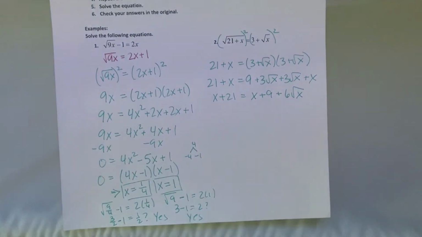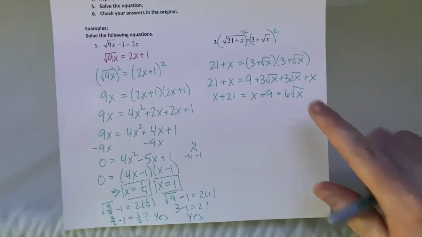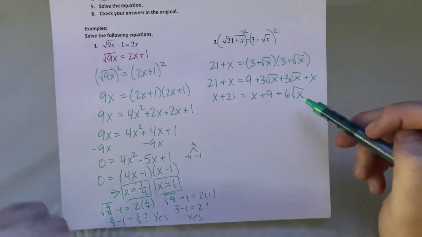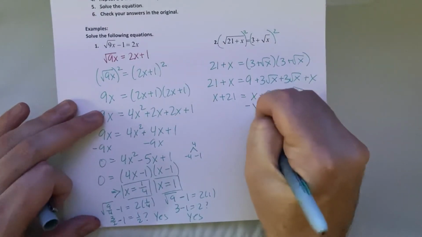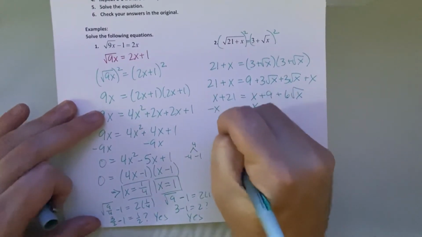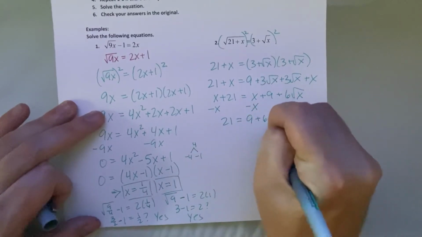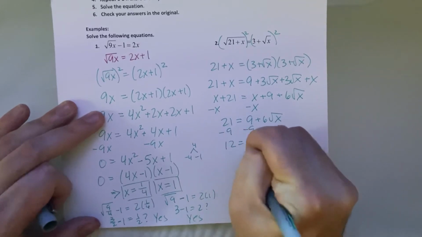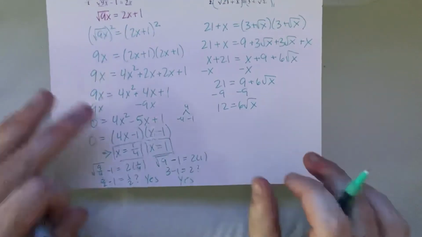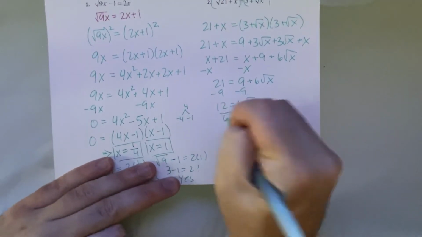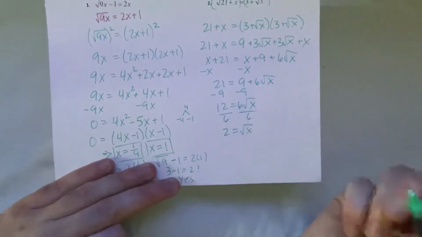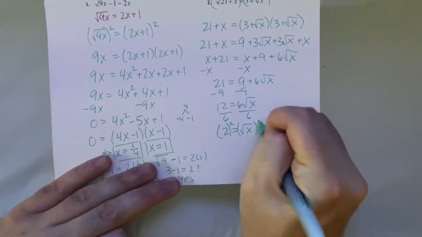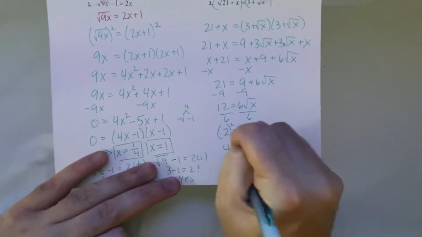So I still have a radical, right? But I started with 2, and now I only have 1, so that's at least an improvement. I still need to do that same strategy, though, of getting this radical by itself. So I subtract x. So 21 equals 9 plus 6 square roots of x. Subtract 9. 12 equals 6 square roots of x. Divide by 6. 2 equals the square root of x. Now that the square root's by itself, I can square both sides to get 4 equals x.